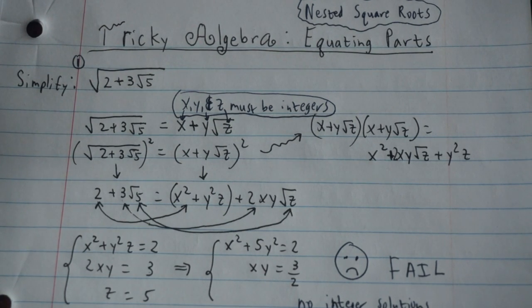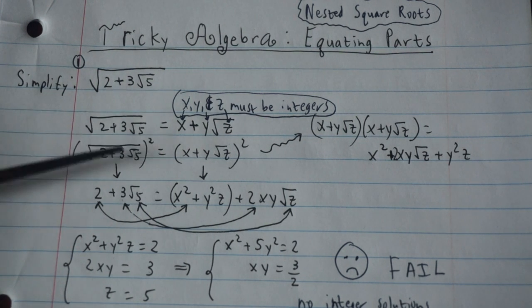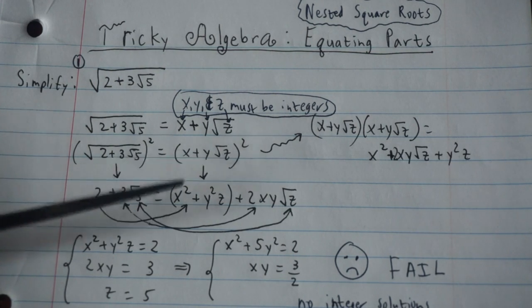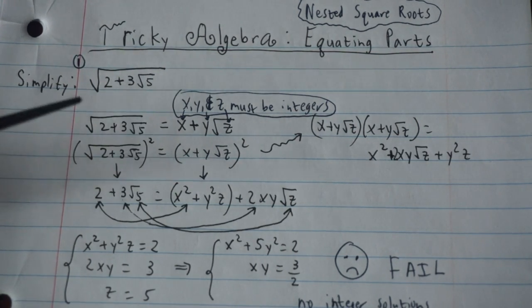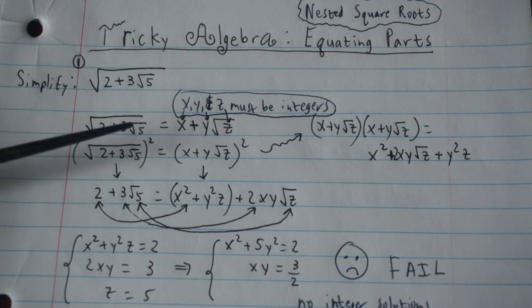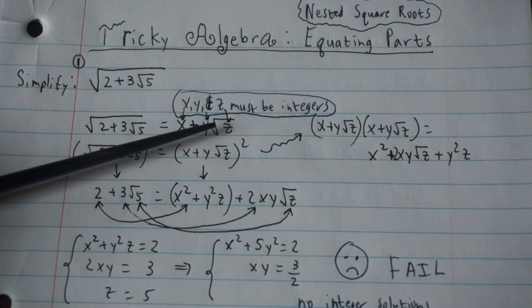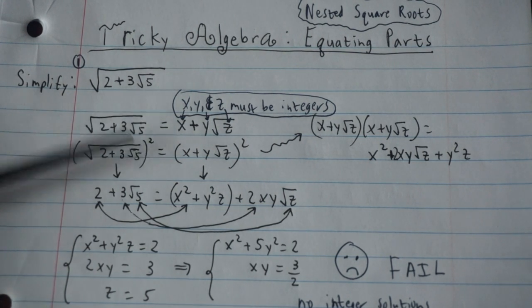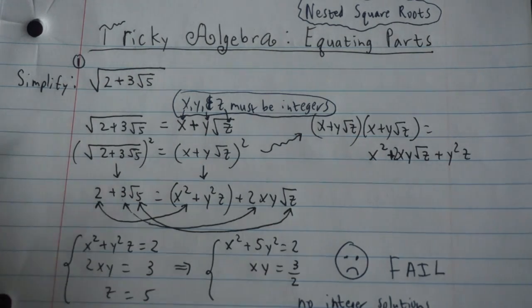So here's our first attempt. We're going to say that this whole thing can be represented by x plus y root z. That's our first insight, where x, y, and z must be integers. So what does that mean? That means if we can get numbers, let's say 7, 1, and 3, then this would be simpler because it would only have one square root, whereas this has two square roots.